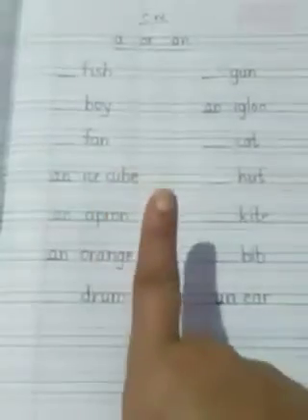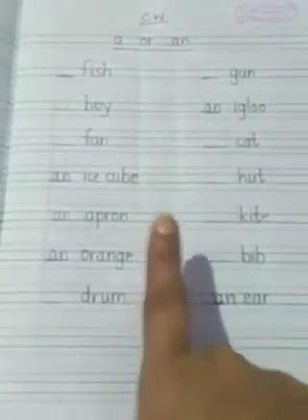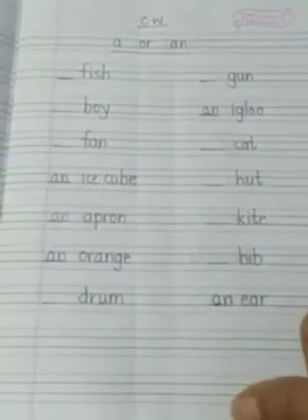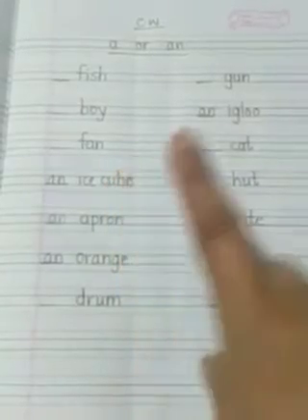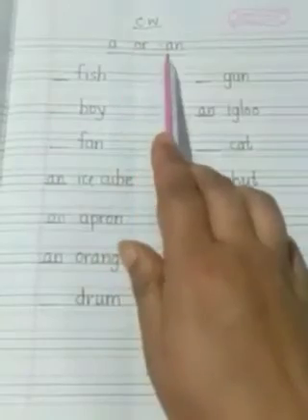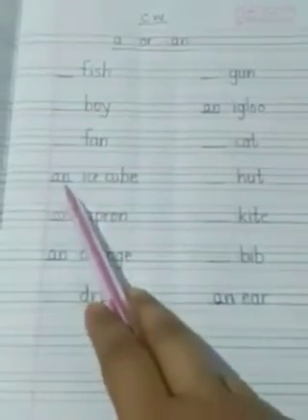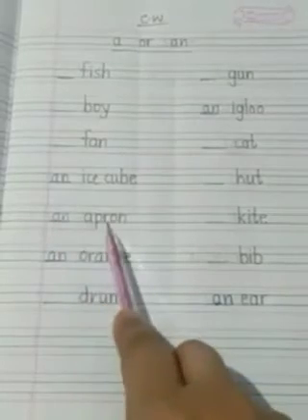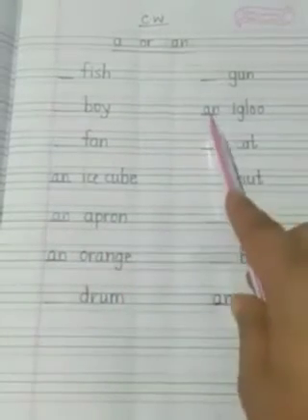And when will we put an? When a naming word starts with A, E, I, O, U and it is singular. Okay. So in a or an we have searched all the words that we have to put a and an with. Okay, so an ice cube, an apron, an orange, an igloo, an ear.